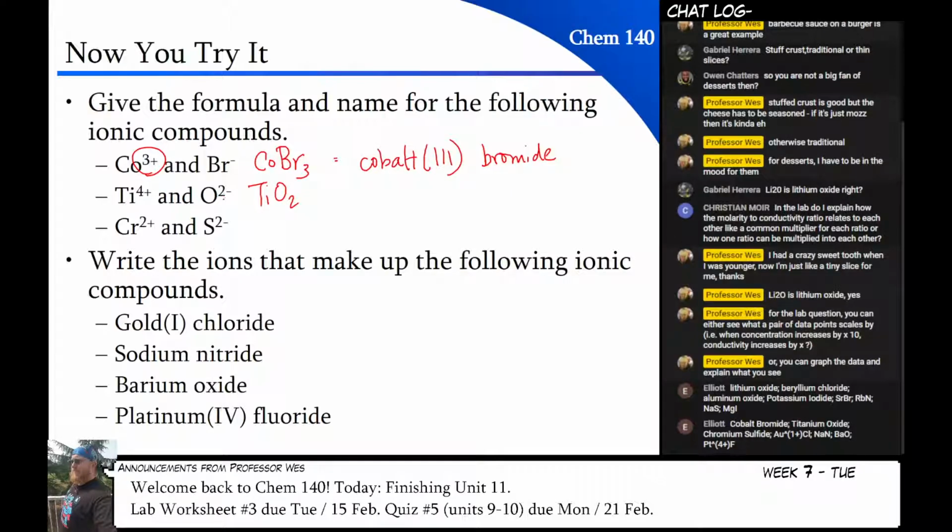For our ionic compound for titanium and oxide, we could put 2 oxygen or 2 oxide ions together. Titanium is 4 plus here, so we have to indicate that. Titanium 4, oxide. There you go.